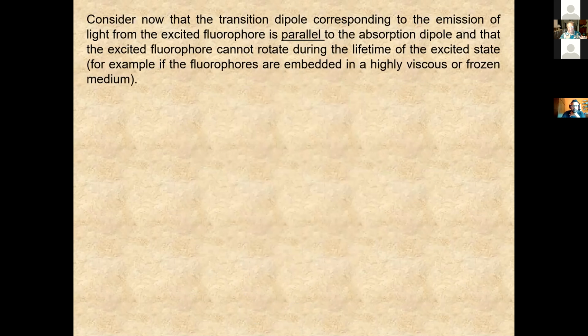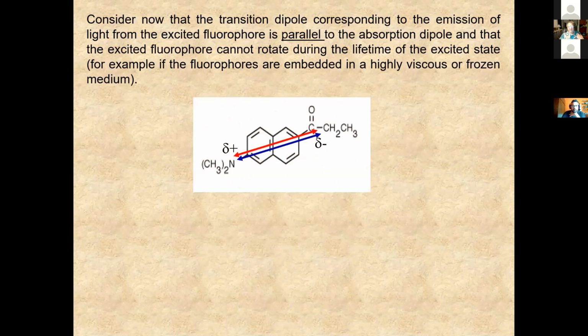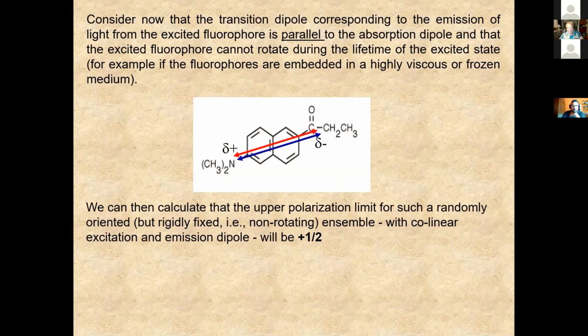First, consider the case where the excited dipole is parallel to the emission dipole. And let's also consider that the molecule cannot rotate during the excited state. We used to do this by putting the fluorophores in a highly viscous solvent at very low temperatures, like glycerol at minus 50 degrees centigrade. I won't go through the math because we don't have time, but in these cases, if the excitation and emission dipoles are lined up, the highest polarization you can observe will be plus 1/2.